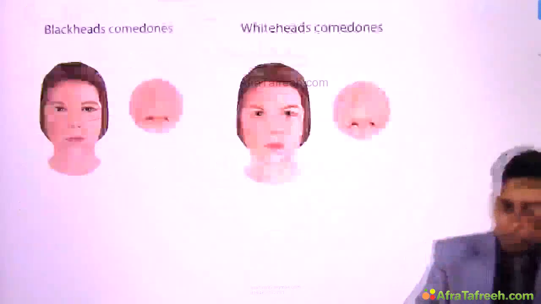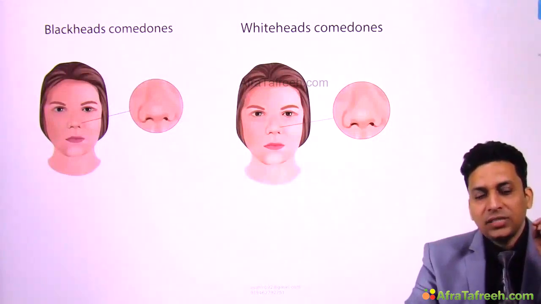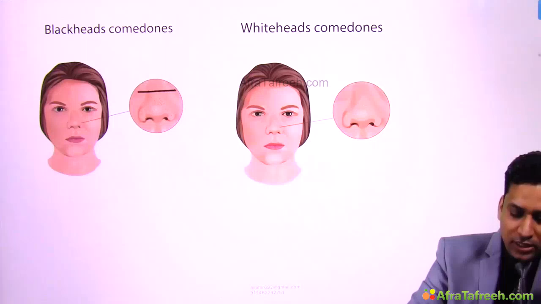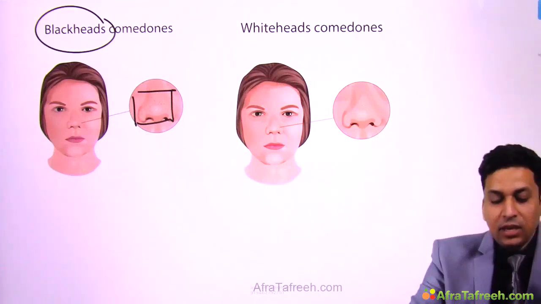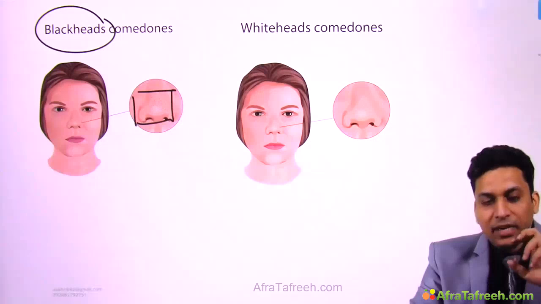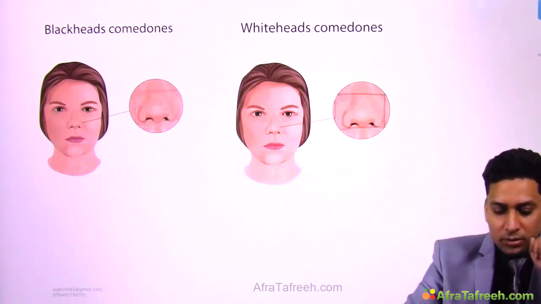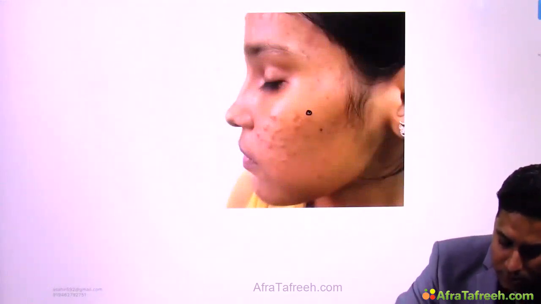So here you can see these comedones are the very small lesions, and these lesions, if they have disruption of the epithelial lining, they appear black in color. So if you find these black lesions, these are black or open comedones, also commonly known as blackheads. While if they are having intact epithelial lining, they might appear skin colored or white in color. So these are whiteheads or white comedones. Like in this patient, you can see that these white or closed comedones are present.